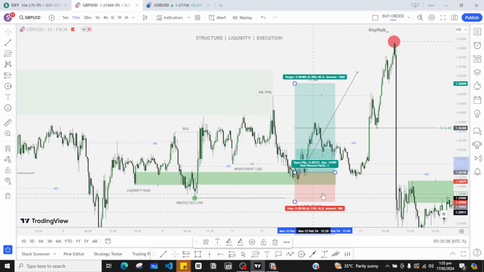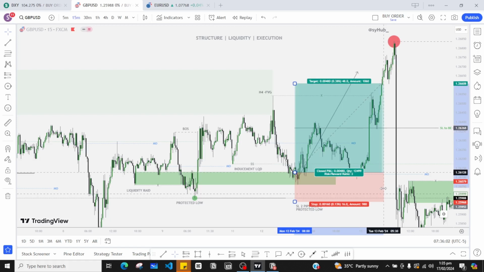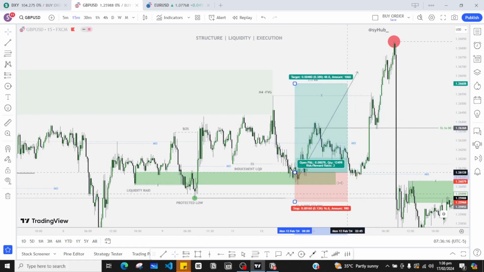If I had held my trade till the next day, which was on Tuesday, which was when volatility came into the market, because there was a red folder news release on GBP during the morning hours, that was London session. If I had held my trade through Monday and into Tuesday London session, I would have closed on a winning trade. But that's just a lesson for another day.